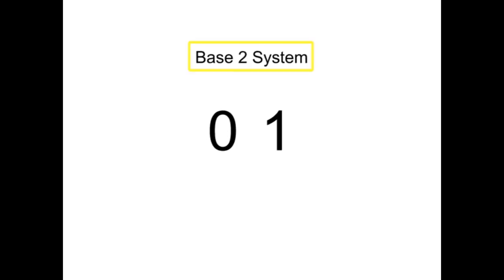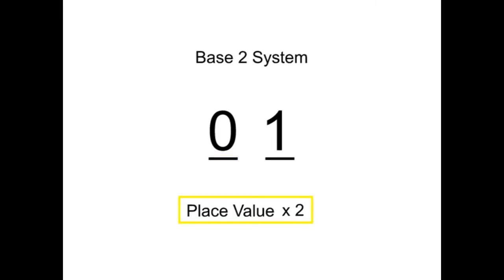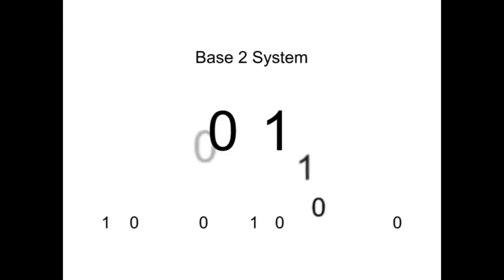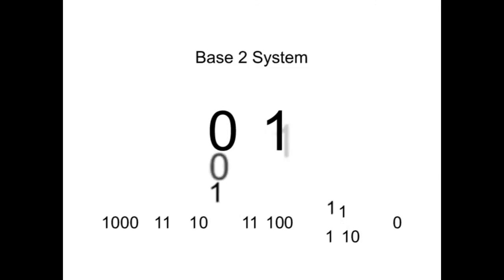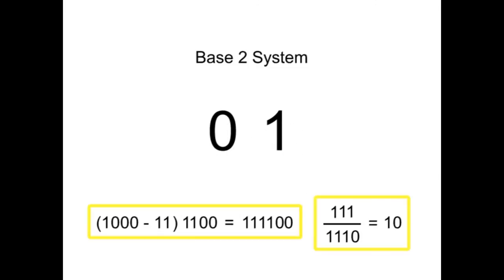The binary system also uses place value to determine the magnitude of a number, but uses only 0 and 1 as numeric symbols. Thus, it is referred to as the base 2 system, with each position incremented by a multiple of 2. Digital systems use the base 2 system for computational operations in many of its applications.